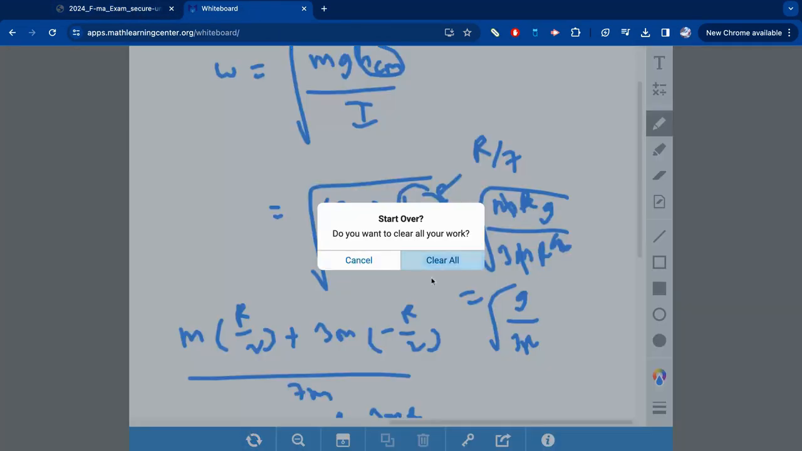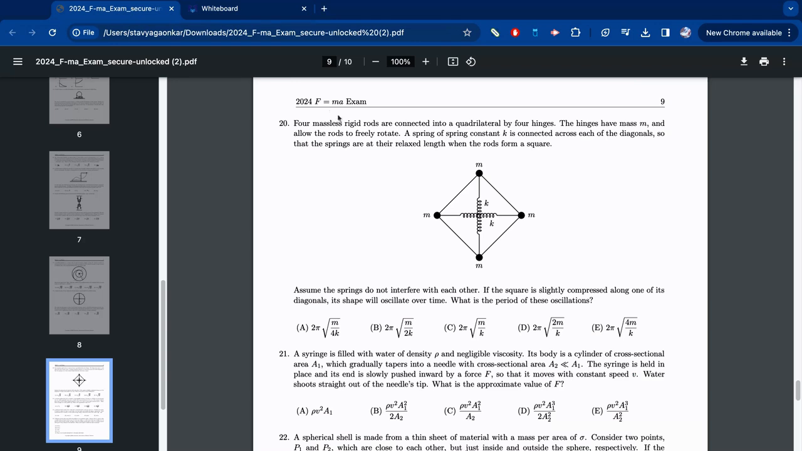Okay. For problem number 20, we have four massless rigid rods connected into a quadrilateral by four hinges. The hinges have mass M and allow the rods to freely rotate. A spring of spring constant K is connected across each of the diagonals so that the springs are at their relaxed length when the rods form a square. If the square is slightly compressed along one of its diagonals, its shape will oscillate over time. What is the period of these oscillations?